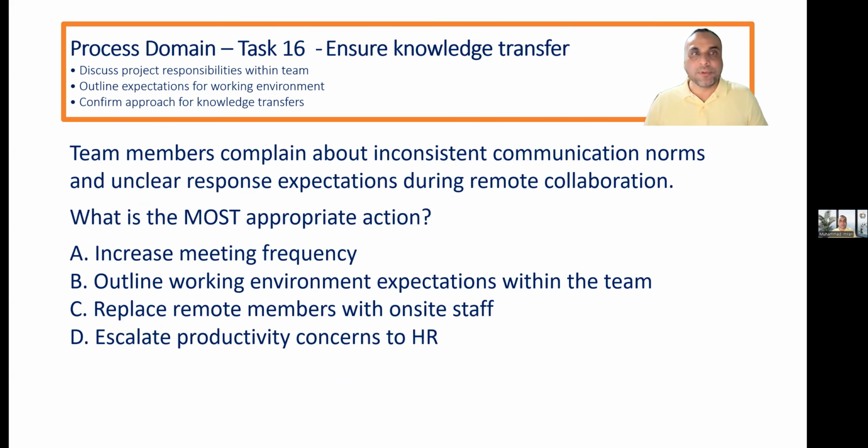Team members complain about inconsistent communication norms and unclear response expectations during remote collaborations, which is very common. When you're working remotely, you send a message, the other person does not reply, even though they show green in the status. What is the most appropriate action? Increase meeting frequency, outline working environment expectations within the team, replace remote members with on-site staff, escalate productivity concerns to HR.